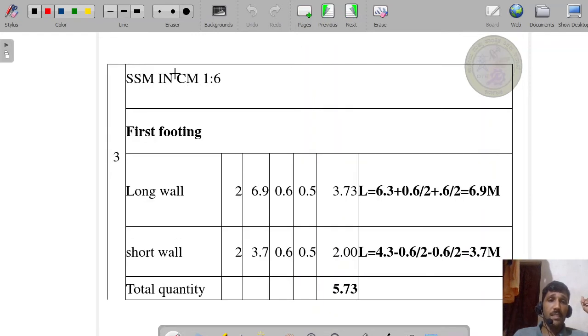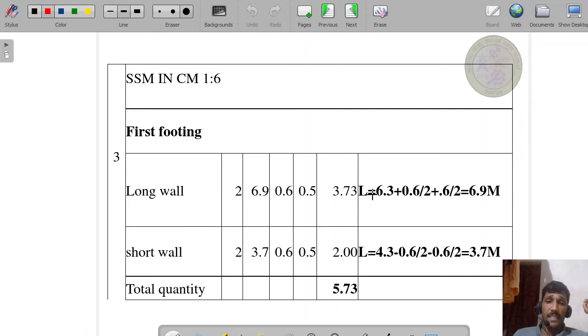Next, third item, size stone masonry in CM 1:6. While calculating SSM in CM 1:6, there are two points you have to remember. One is the first footing and another one is the basement. Both are size stone masonry in CM 1:6. By using this specification, it is to be constructed. Now first we will move to the first footing. In this first footing, once again there are two items. One is the long wall item and another one is the short wall item. Already we identified the number of long walls and short walls, so there is no question about it.